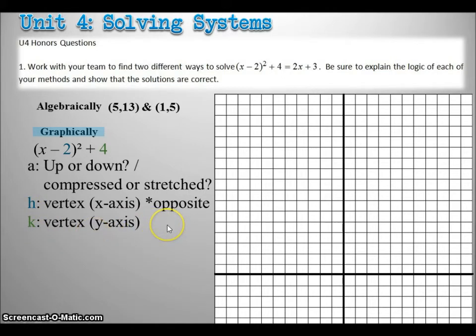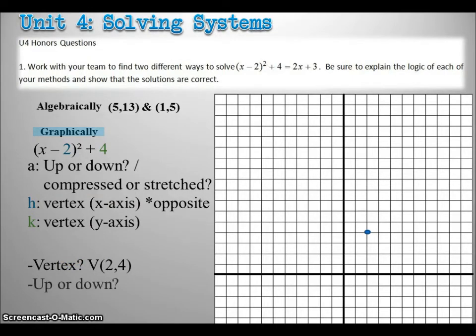So let's graph this. Our first question that we ask ourselves is, what is the vertex? So we will look at h and k for this. Let's plot h first. So h is -2, but we have to plot the opposite. So we will plot +2. Here's the +2. Next, we will plot k, but this will shift h up or down on the y-axis. So this will shift the h up 4 spaces because k is +4. So our vertex is 2, 4.